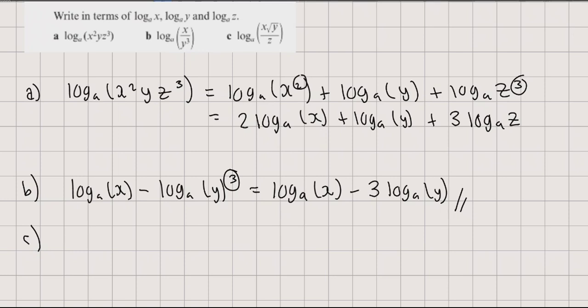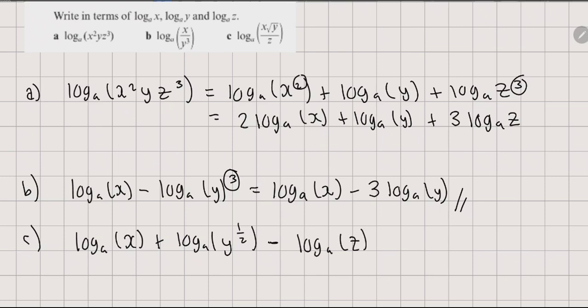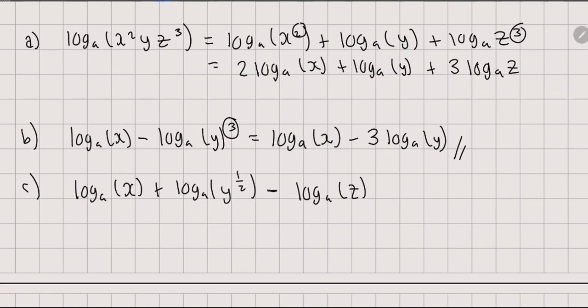We've just got a mixture of multiplication and division. So we can see that we have log base a of x add log base a of root y, which is exactly the same as y to the power of a half, minus, because it's all divided by, log base a of z. And so we're going to use our power rule and bring that power forward. We have log base a of x add 1/2 log base a of y minus log base a of z.